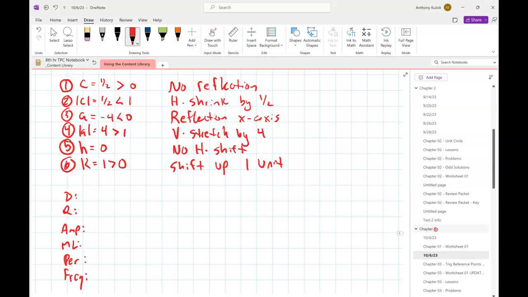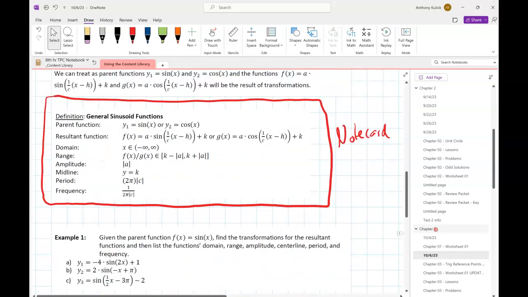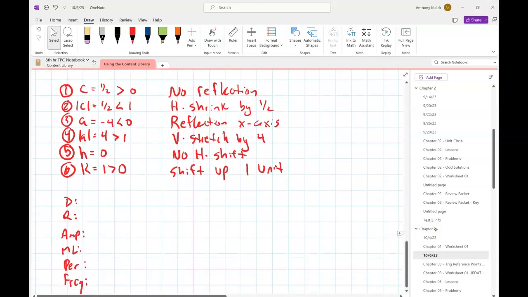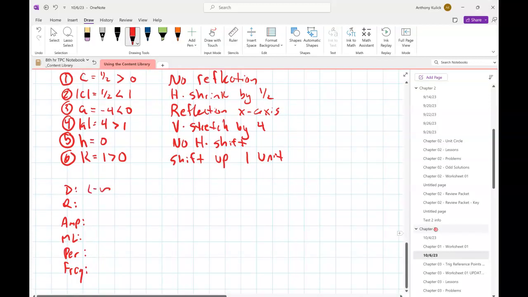The domain, if I go back and I look, is always all real numbers. Doesn't matter what the transformation was. It was all real numbers before. Doesn't matter how I stretch it or shrink it or reflect it, the domain's still going to be all real numbers afterwards. I even write always next to it.